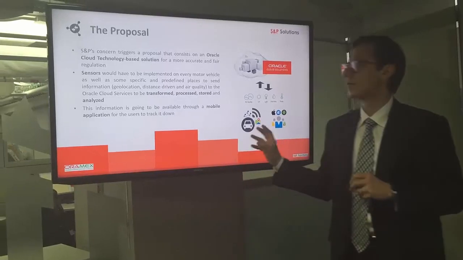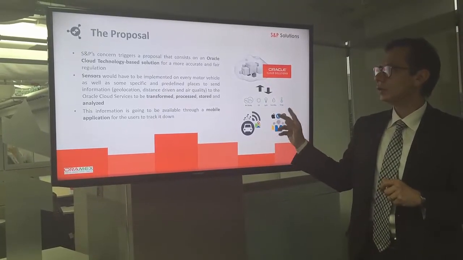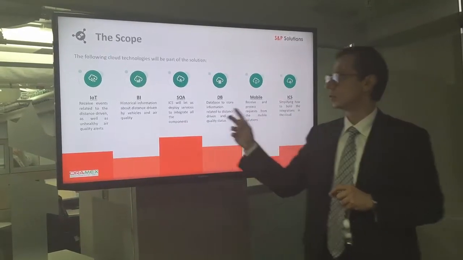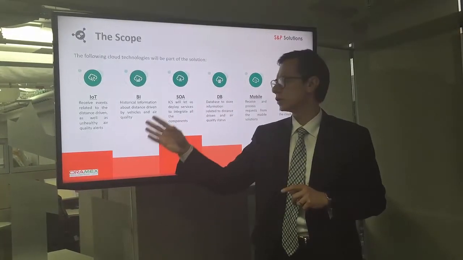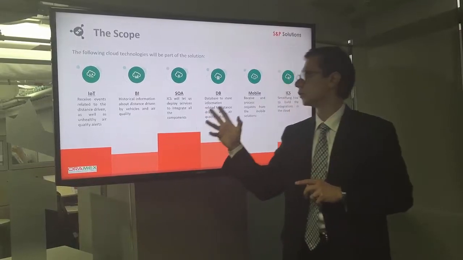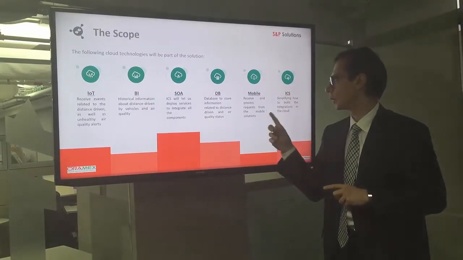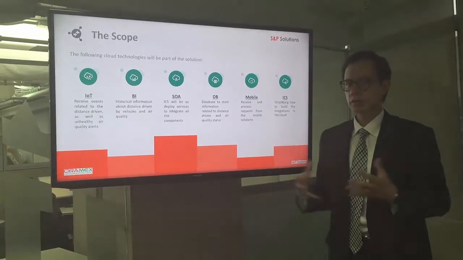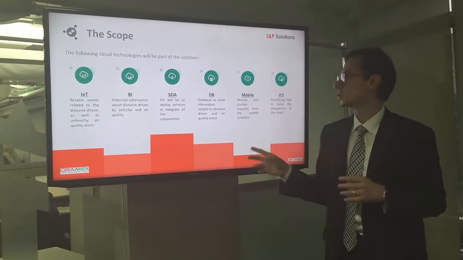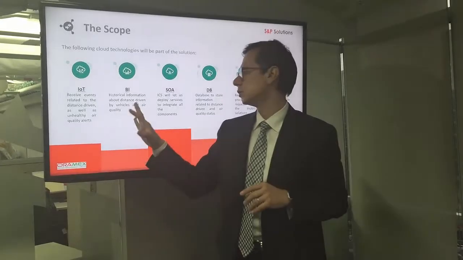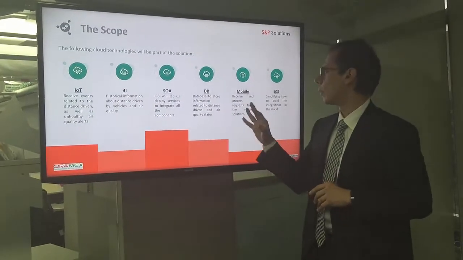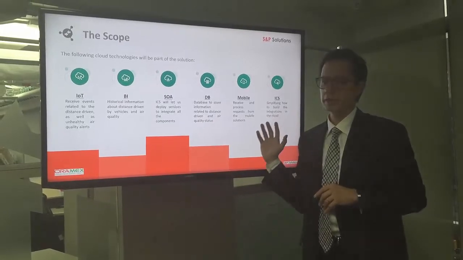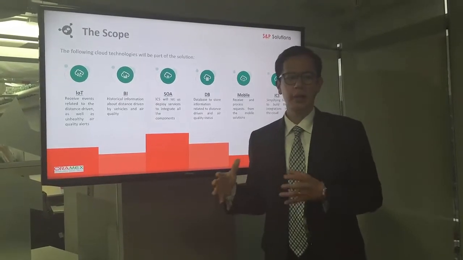Okay. So what did we use? So what are the cloud services that we use for this demo? We use the IoT cloud service, the VI cloud service, SOA cloud service, the database cloud service, the mobile cloud service, and the ICS. What we are going to show during the demonstration is mainly IoT, VI, and mobile. The SOA cloud service, the database cloud service, and the ICS are behind the scenes.